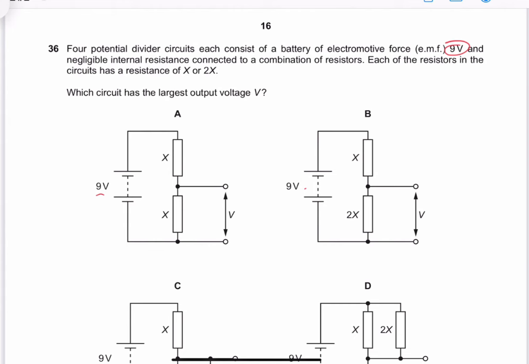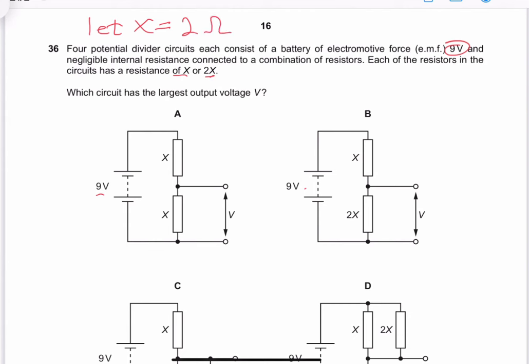We're given resistors that each have a resistance of X or 2X. We are asked, which circuit has the largest output voltage? I would advise you to do the following. Whenever you see questions with X, X, and V's, a lot of unknown variables, try to change them to something that you know. For example, let X represent 2 ohms.